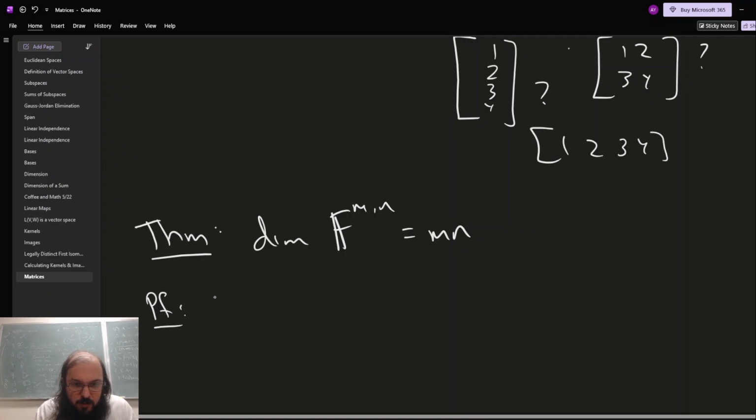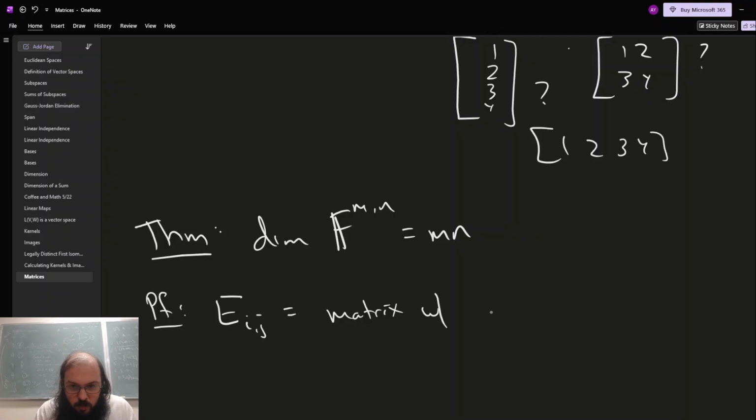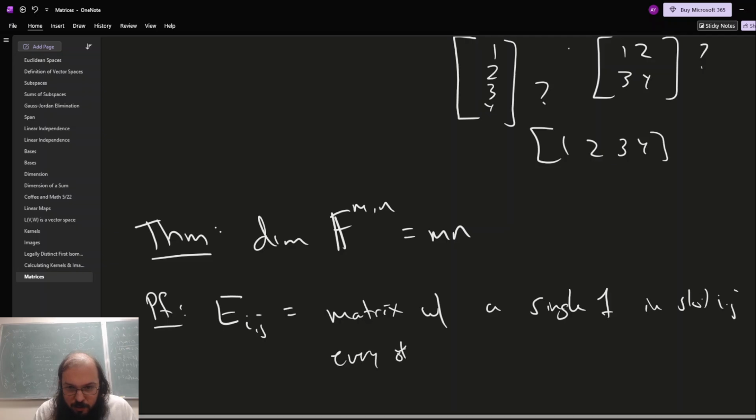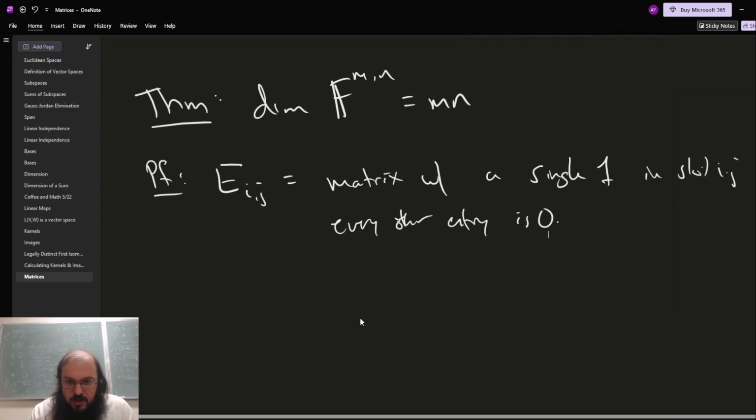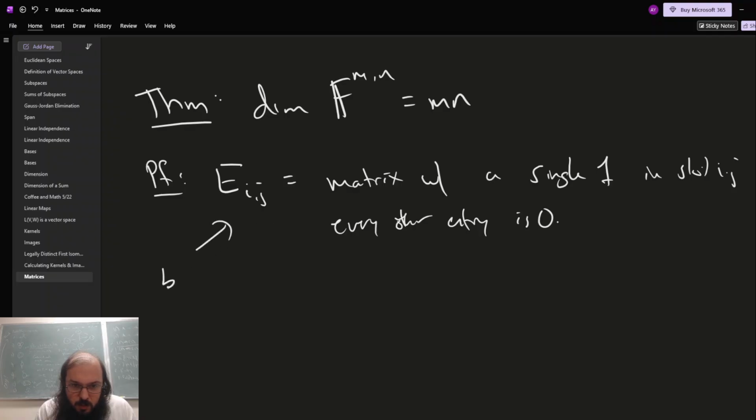The proof is we define E_ij to be the matrix with a single one in slot ij. Every other entry is 0. And so I claim that this is a basis. To be a basis, you have to be linearly independent and you have to be spanning.